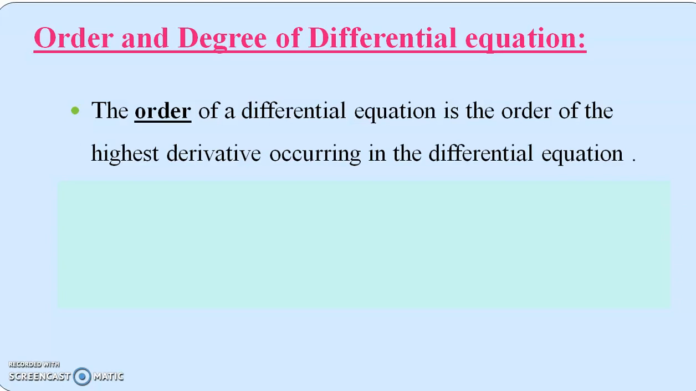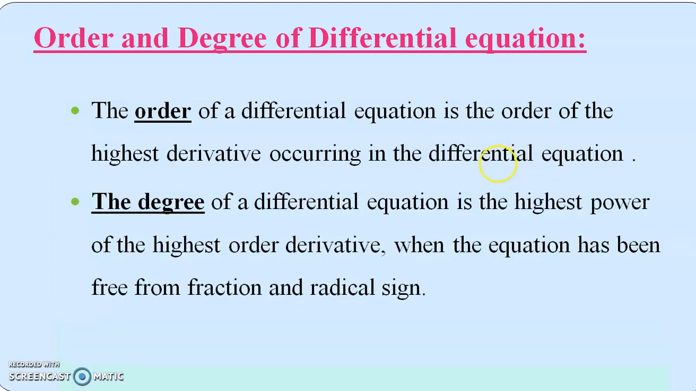Next is the order and degree of differential equation. Order of the differential equation is the order of the highest derivative which is occurring in the differential equation. So the order of the differential equation means the order of the highest derivative which is present in that equation. And the degree: the degree of a differential equation is the highest power of the highest order derivative when the equation has been made free from fractions and the radical sign.